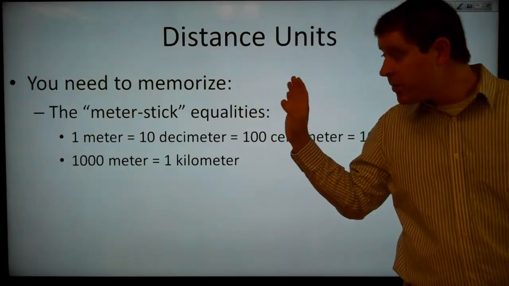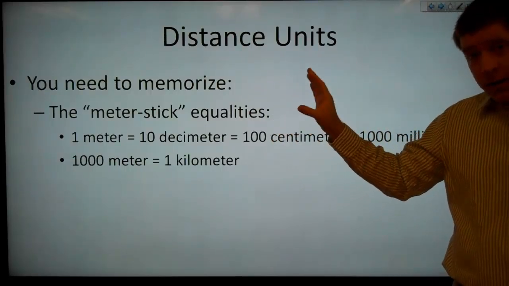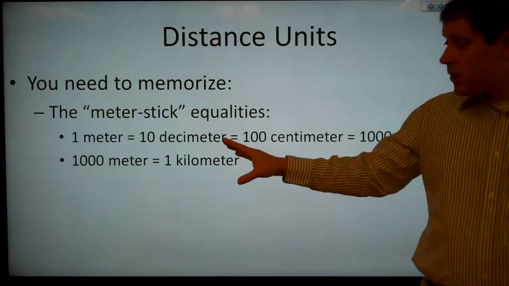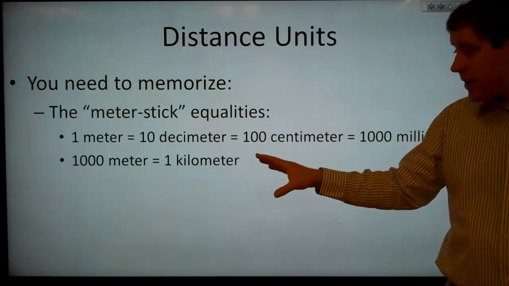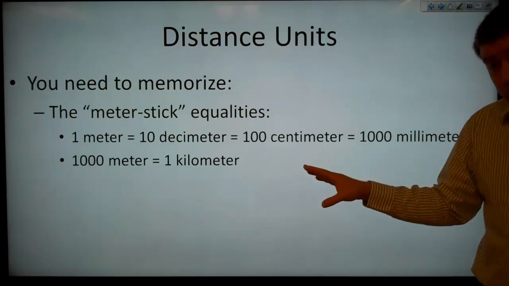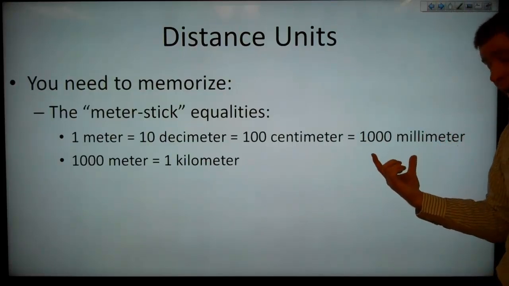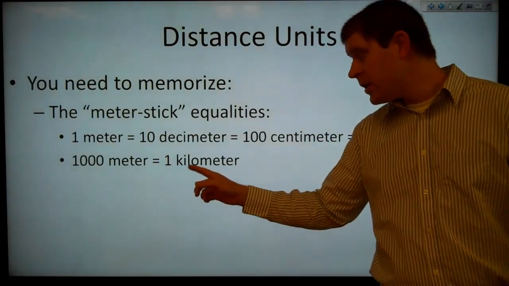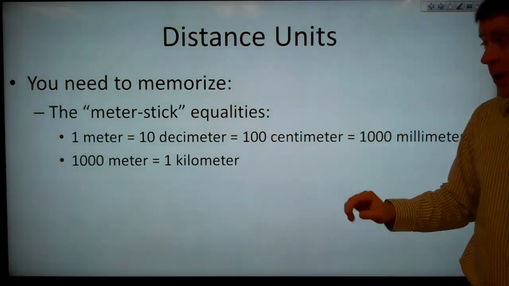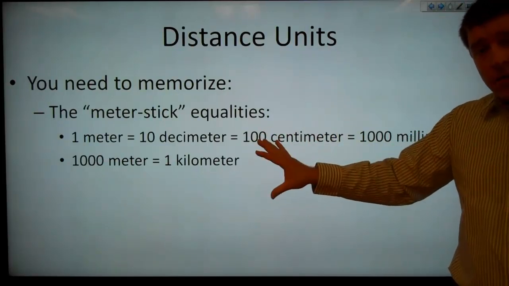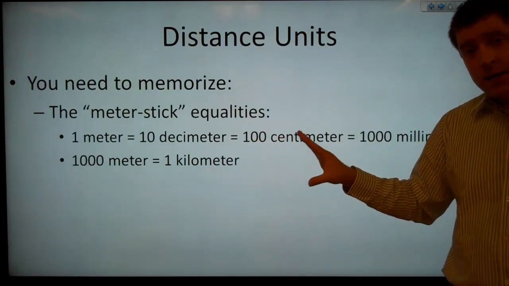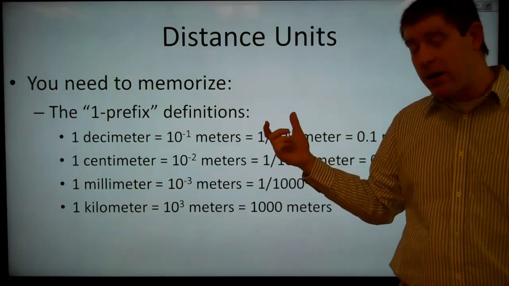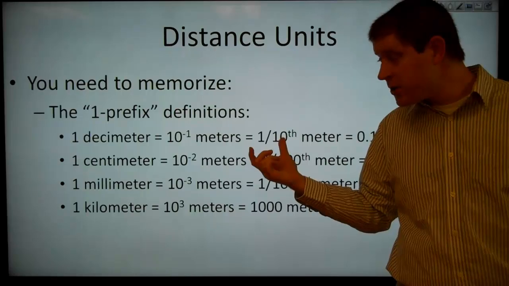You need to go ahead and memorize the meter stick equalities. So 1 meter is equal to 10 decimeters, which is equal to 100 centimeters, which is equal to 1,000 millimeters, and 1,000 meters is equal to 1 kilometer. You need to have them memorized, because you're going to need these throughout the rest of your chemistry career. You also need to memorize the prefix definitions.